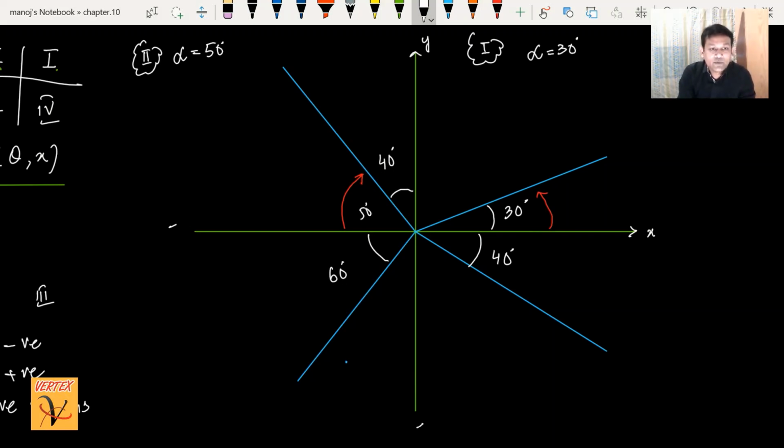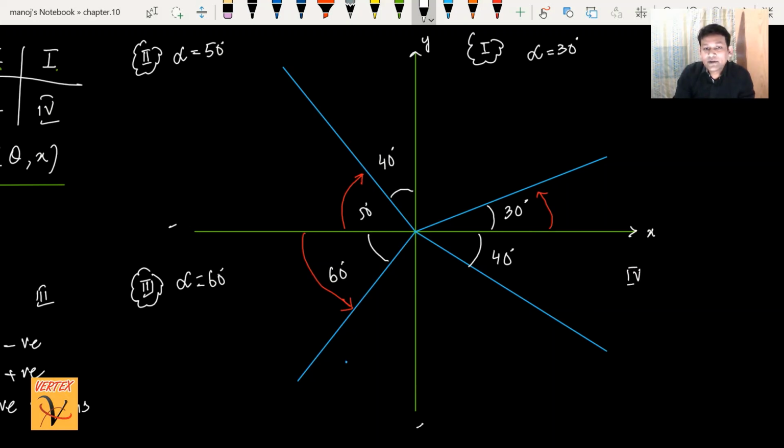Yes, I'm moving to the third quadrant now. Again, we are finding, I'm writing all the basic angles first. Basic angle definition is what? From the nearest x-axis. Nearest x-axis is here, and that's 60 degrees, and I'm writing here alpha is 60 degrees. Then I'm moving to the fourth quadrant.